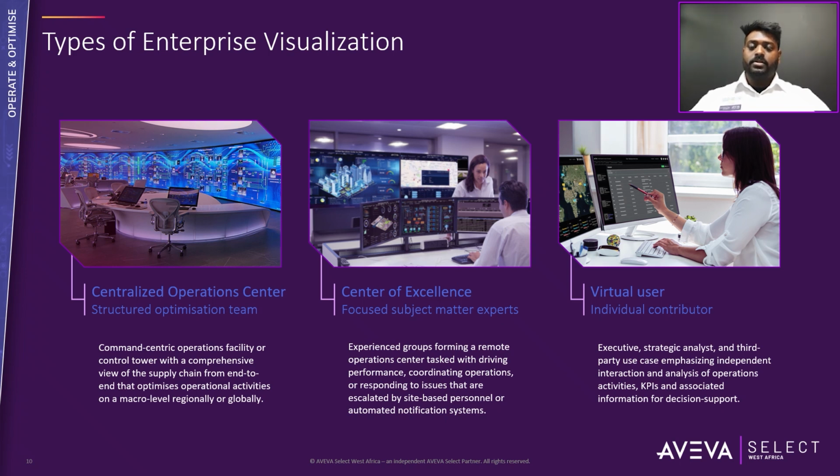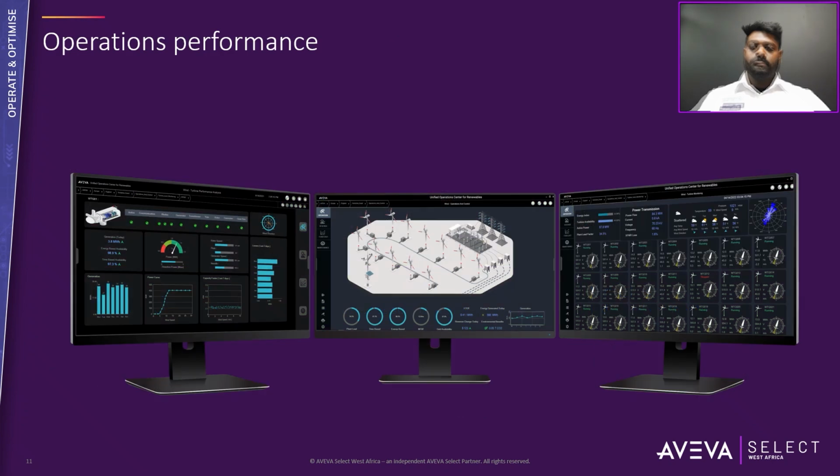Next, we have the Center of Excellence. This is an experienced group forming a remote operations center tasked with driving performance, coordinating operations, or responding to issues that are escalated by site-based personnel or automated notification systems. And lastly, we have the Centralized Operations Center: a command-centric operations facility or control tower with a comprehensive view of the supply chain from end to end that optimizes operational activities on a macro level, regionally or globally.